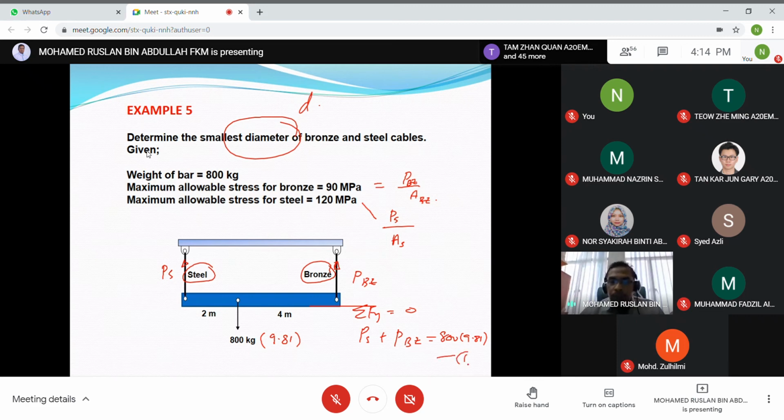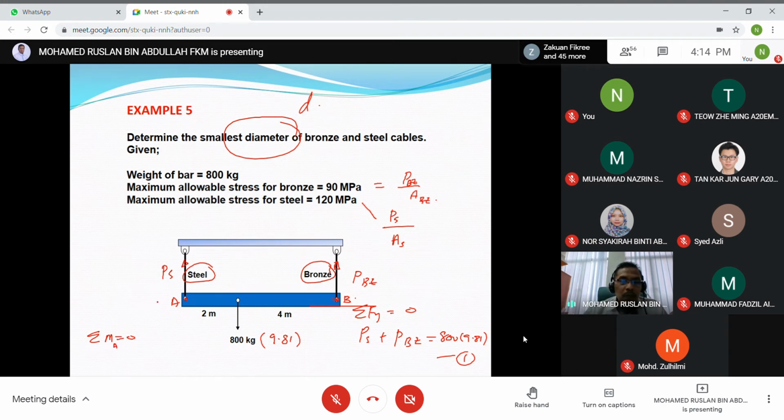So this is the first equation that we have. And the second equation is based on the moment. Okay, so total moment equal to 0. Let's say this point is A, and this point is B. So let's say you choose point A as your reference. Total moment about A equal to 0.